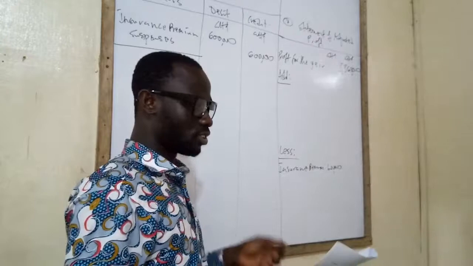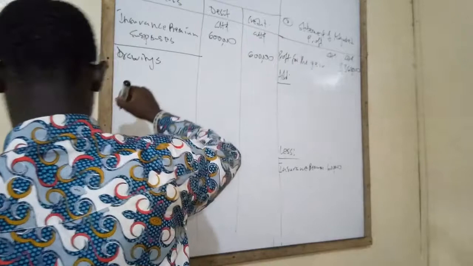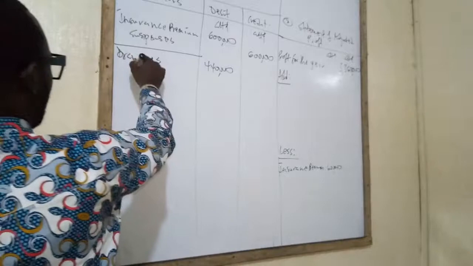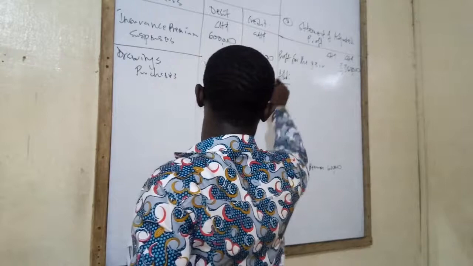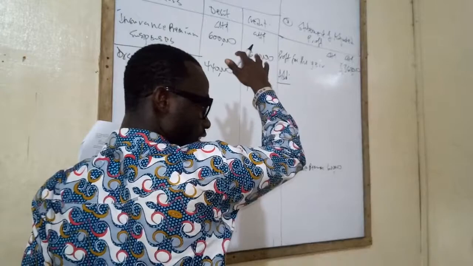Okay. Are you getting the idea? So we're going to debit drawings because private purchases is supposed to go to drawings. But it wasn't taken to drawings, 440,000. Right? So we credit purchases. Now, meaning purchases was overcast, true or false? Meaning purchases was increased. Right? Now when your purchases figure increases, what is the effect of that on profit?